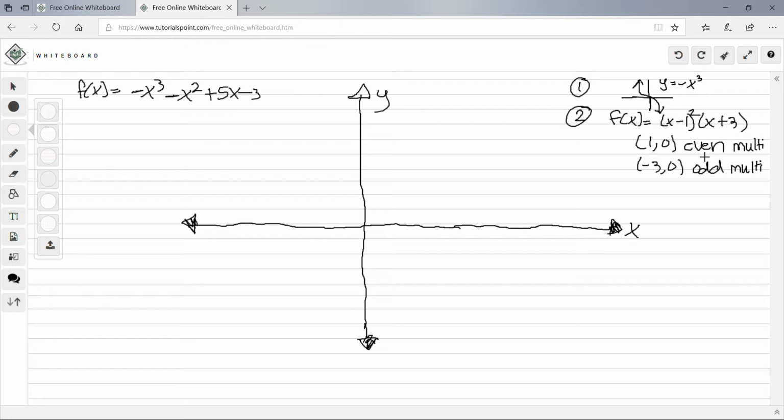So when it's even, it bounces. Bounce means it just bounces on the x-intercept, and when it's odd, it crosses the x-intercept. It literally just crosses. So first step, I'm gonna plot my x-intercepts. So here's -3, 0. And then our other x-intercept is 1, 0. So this is 1, 0, and this is -3, 0.